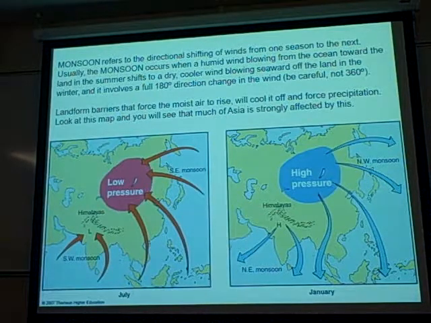And as you can see in January, it's the opposite, right? High pressure, right? Much drier.